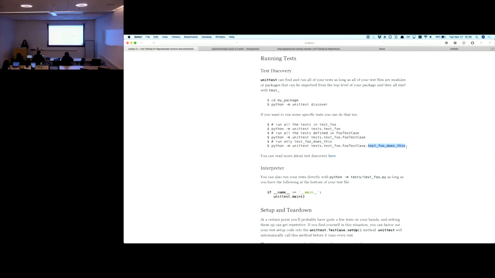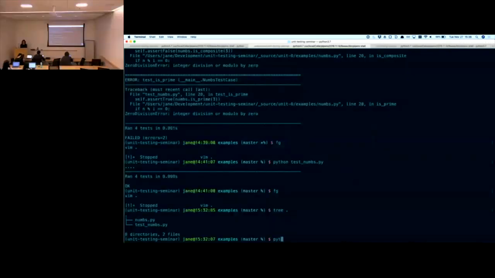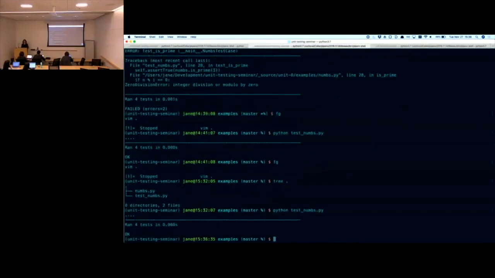The other way is the way that we did earlier, where we just pass our test file straight to the Python interpreter. I apologize, that dash m should not be there. That's all we did, right? We're just passing the file straight to the Python interpreter.